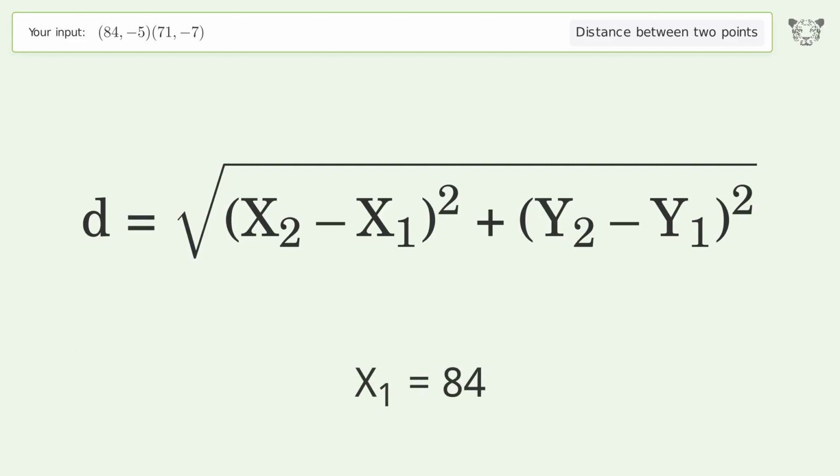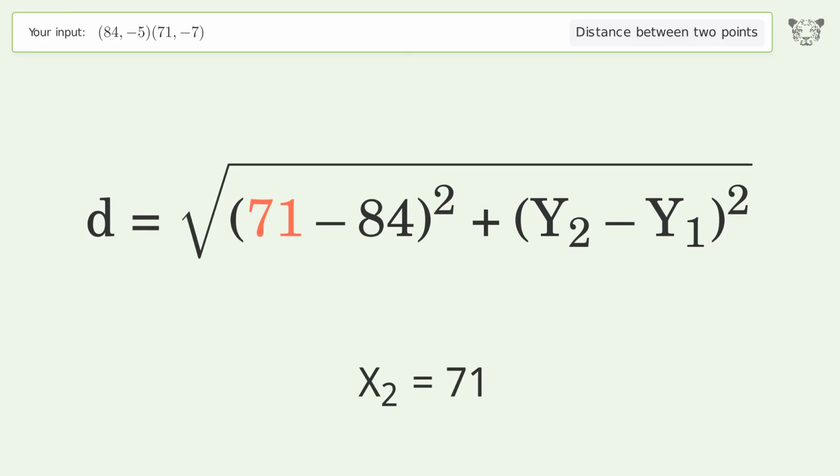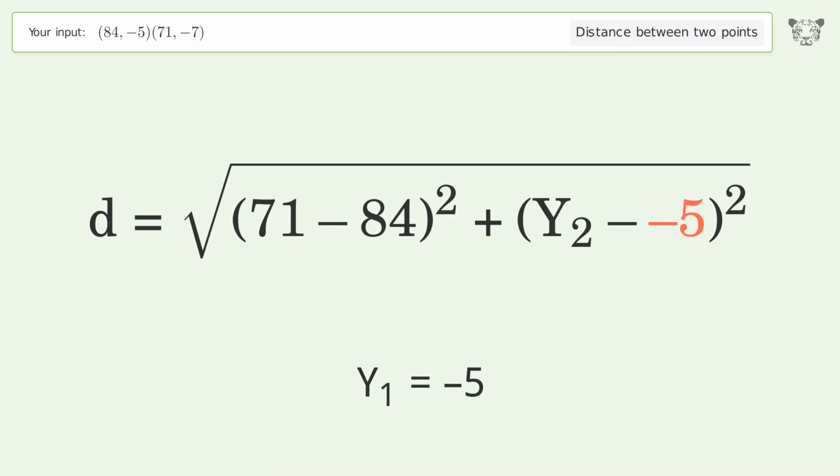x1 equals 84. x2 equals 71. y1 equals -5. y2 equals -7.